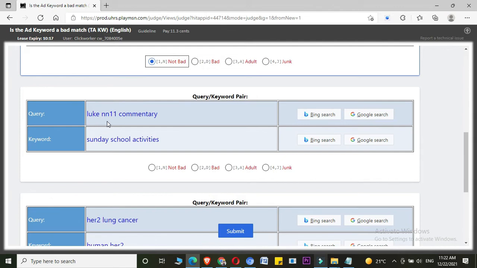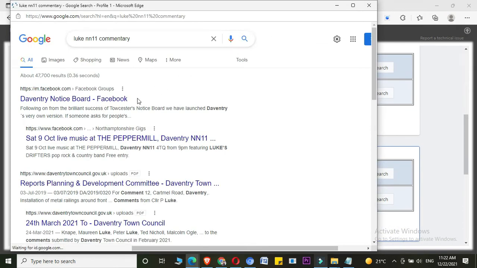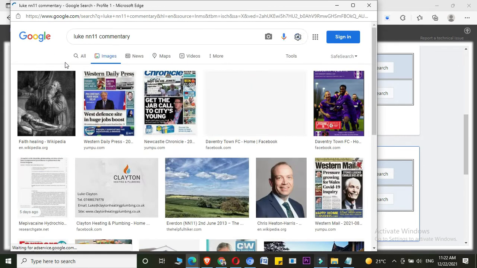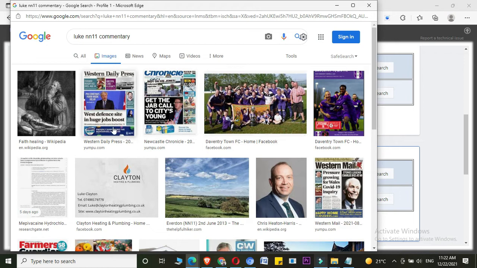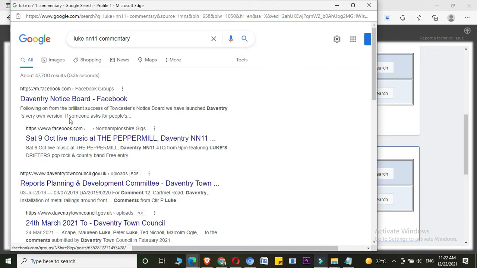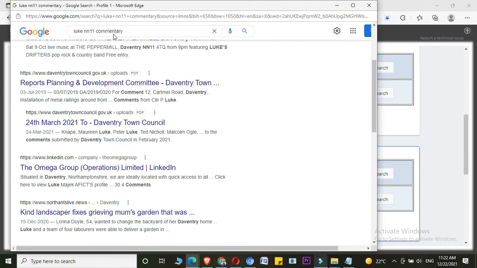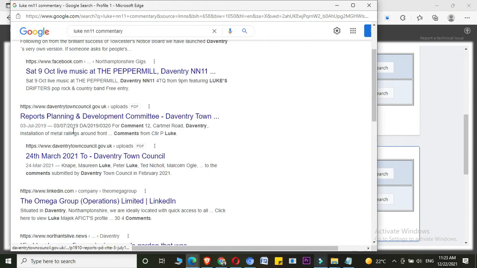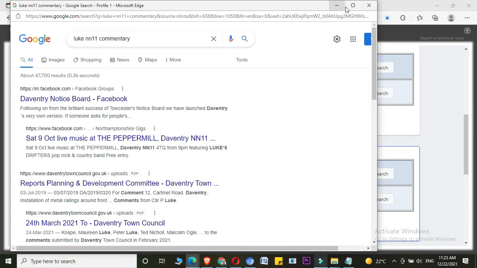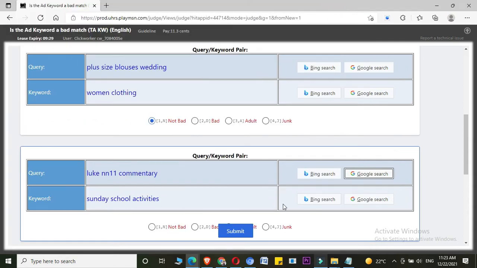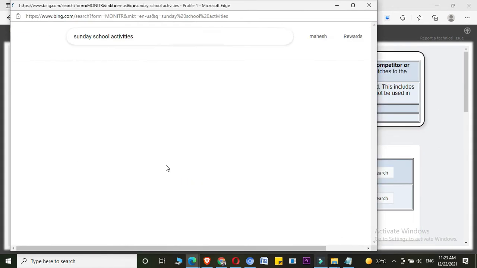After that, Luke NN11 commentary. So let's see, I don't know what it means. What is Luke? Let's see the images to get some idea. I don't know, there are completely different images here. Looks like it was a commentary from the search term I would say, but we didn't get a single piece of information for these keywords. Some committee notice board, Sunday school activities. Let's open this keyword.